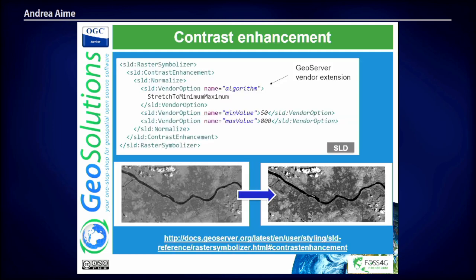When it comes to satellite imagery, you have all these 16-bit images. You probably want to do contrast enhancement, and we actually extended SLD so that we can control the levels of contrast enhancement, starting point, end point, so that all the tiles coming from that one image are contrast enhanced in the same way.